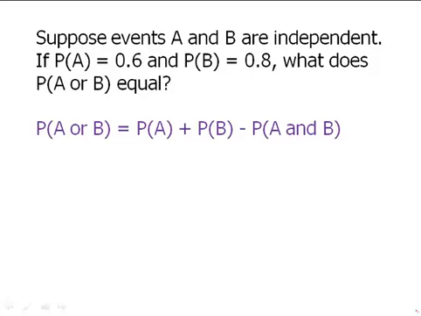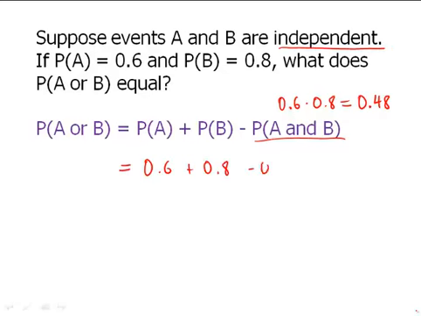So let's think about this. We know the probability of A, we know the probability of B. Probability of A and B, well, we can get that because the events are independent. We can get this by multiplying. That would be 0.6 times 0.8. The probability of A and B would be the probability of A times the probability of B. 0.6 times 0.8 is 0.48. So now we know all 3 terms. So now we can say we have 0.6 plus 0.8 minus 0.48. So this is 1.4 minus 0.48, and this winds up being 0.92, which is the probability of A or B.